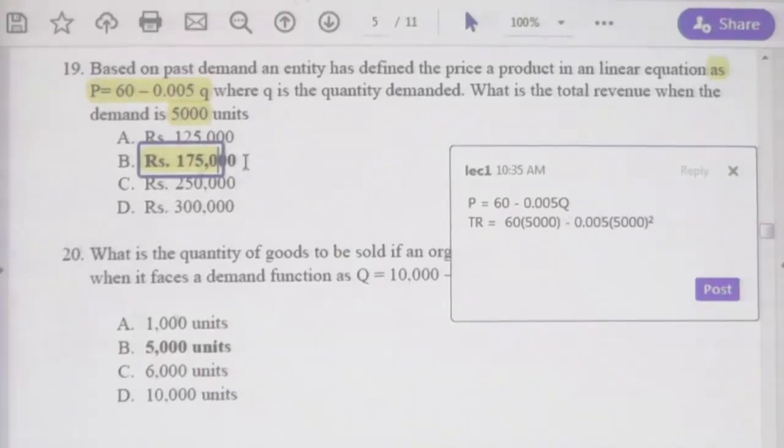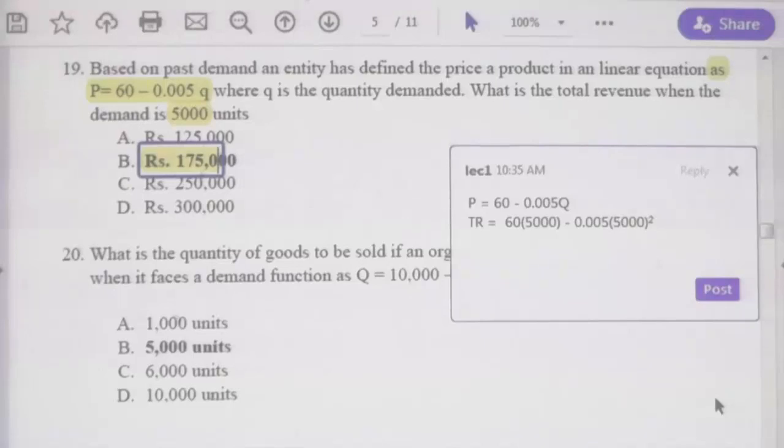Now the answer will be 175,000. Let's check that. 5,000 into 60, then you have to minus 0.005 into 5,000 power 2, equals 175,000. That is the answer.